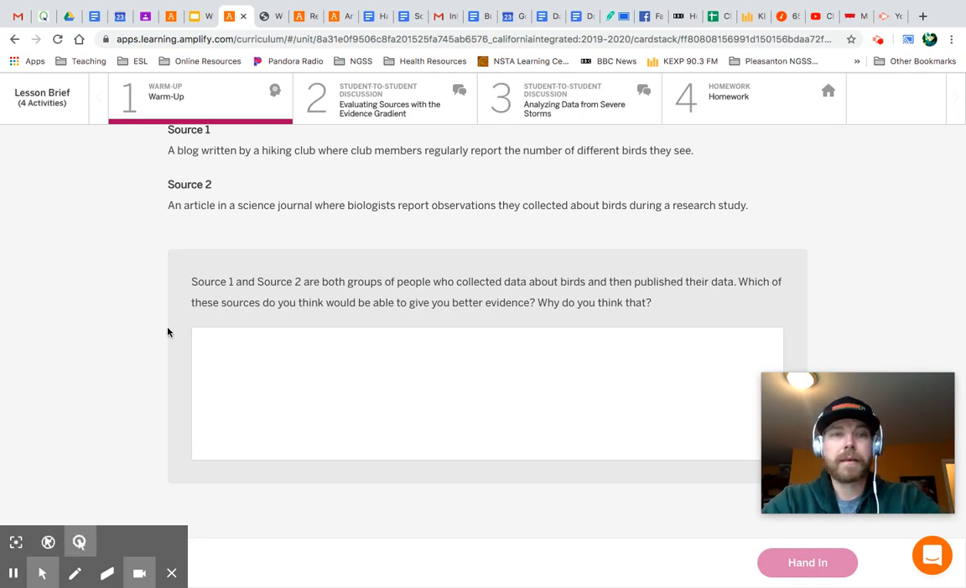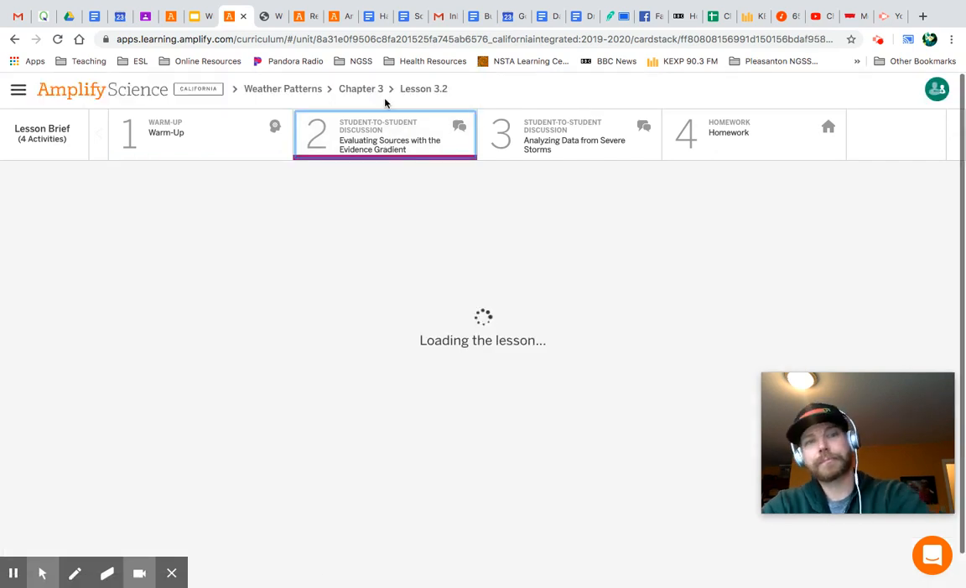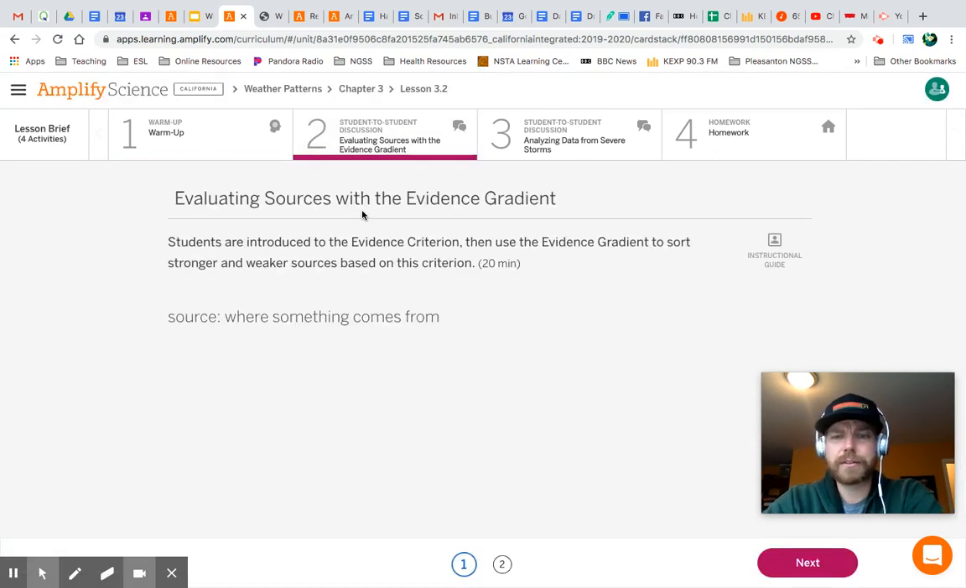So here's what we are going to do next. Let's click on number 2. Student to student discussion. We have evidence cards. Basically, for number 2, what you're going to be doing is evaluating sources of evidence. You're not going to be evaluating the evidence itself. You're evaluating the source of the evidence.